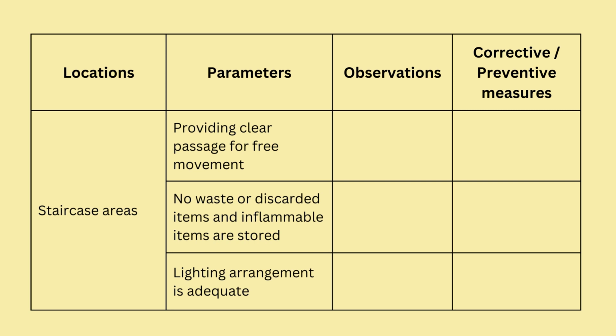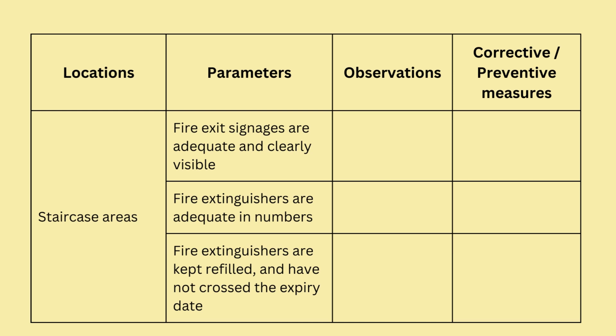Inflammable items can also pose fire risk to the hospital. Another vital parameter is adequate lighting arrangements in all areas of the staircase. All the bulbs and tubes should be in working condition all the time. Having adequate and clearly visible fire exit signages, with arrows pointing in the right direction, is also a vital parameter. The stairs should have neon strips, so that escaping in the darkness becomes easy.